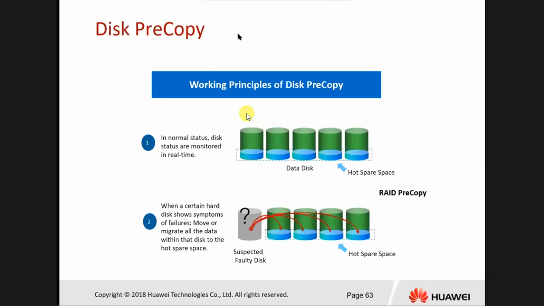So this is basically the disk pre-copy function. When a certain hard disk shows symptoms of failure, move or migrate all the data within this disk to the hot spare space, to all the other disks. Okay? So this is what we call disk pre-copy. This feature is activated when you activate a RAID function on your storage system. This will be included automatically already. Okay?